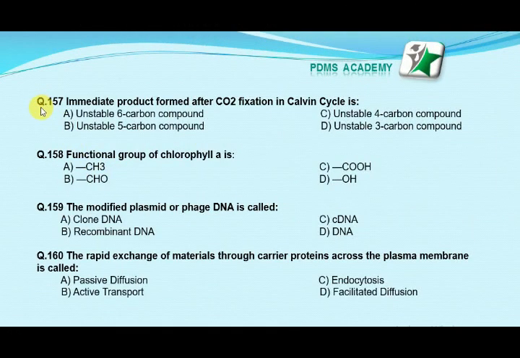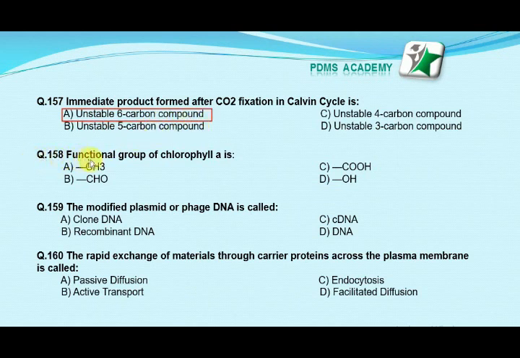Our next MCQ is: the immediate product formed after carbon dioxide fixation in the Calvin cycle is: option A, unstable 6 carbon compound; option B, unstable 5 carbon compound; option C, unstable 4 carbon compound; option D, unstable 3 carbon compound. Our correct answer is A, unstable 6 carbon compound.